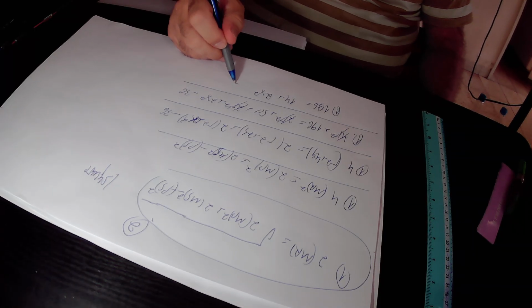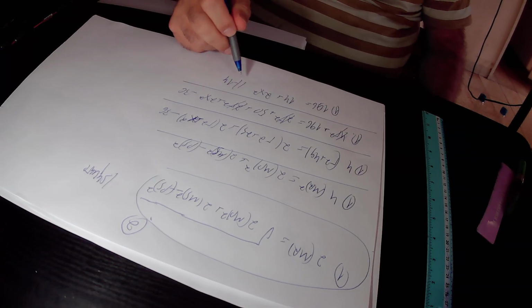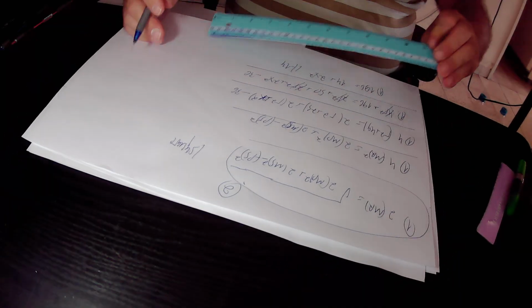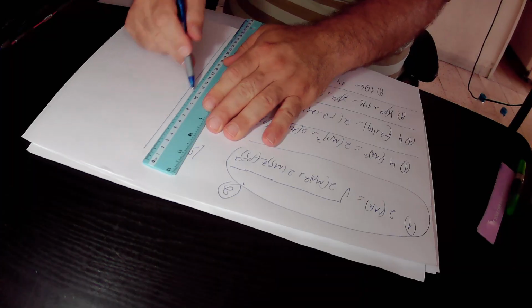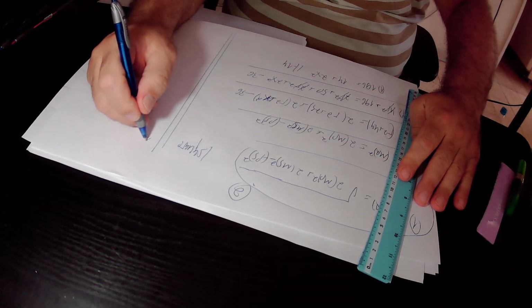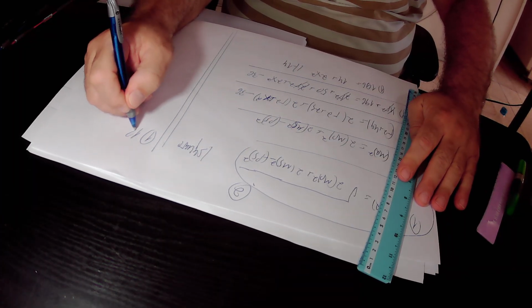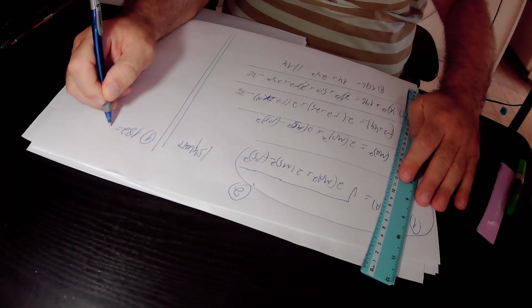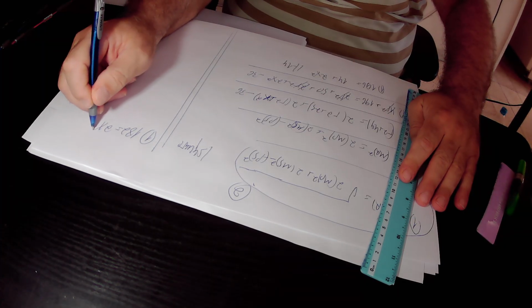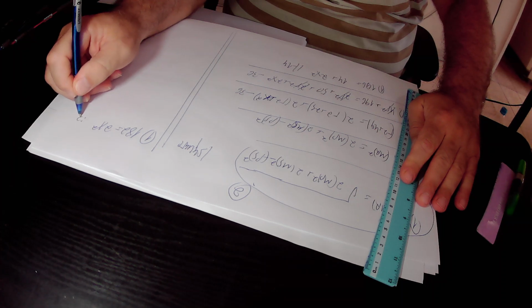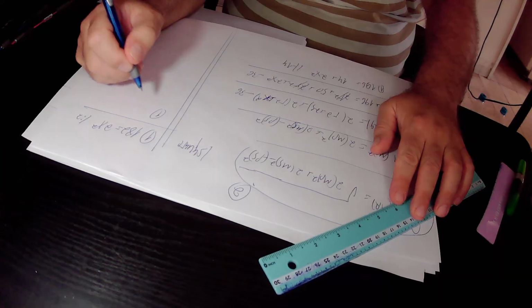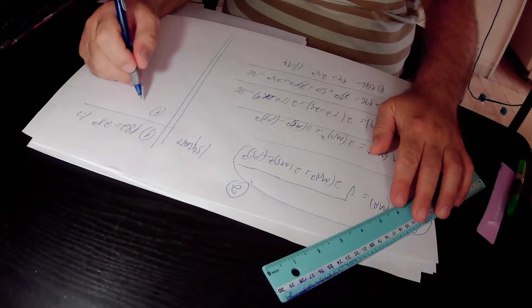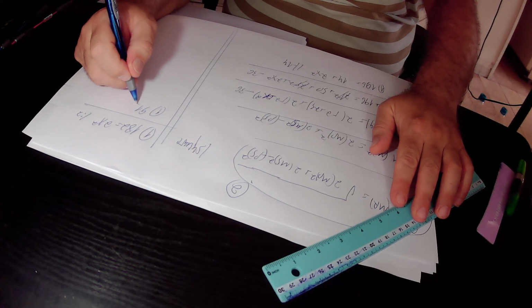Here we subtract 14 from both sides, and finally we get that 196 minus 14 is 182, so 182 equals 2x squared. Here we divide the equation by 2, and finally we get that 182 over 2 is 91, so 91 equals x squared.